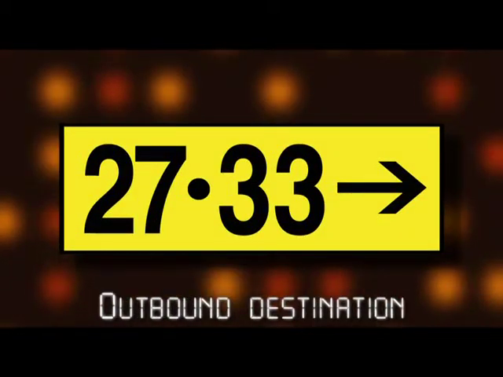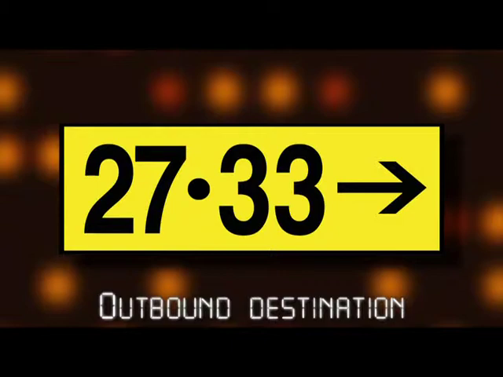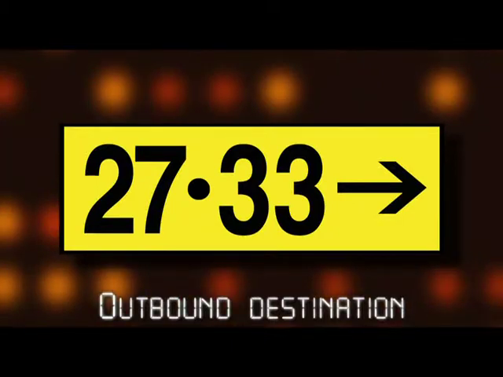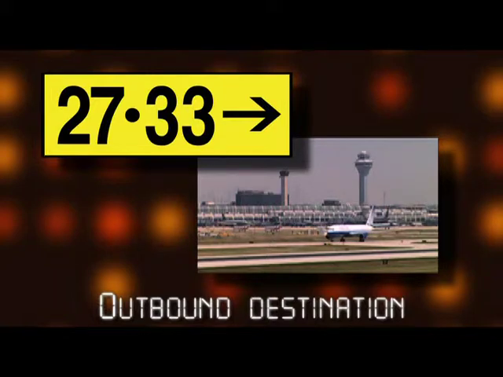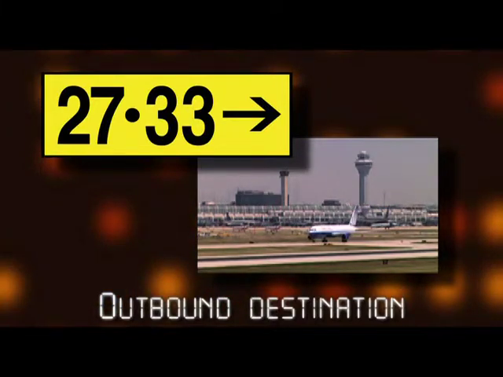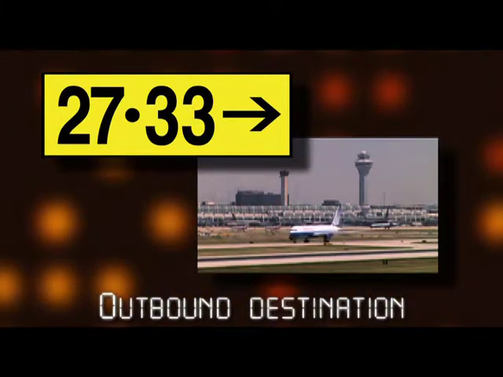Outbound destination signs indicate a common taxi route to runways with an arrow pointing out the direction of the taxi route. A dot separates 2 destinations. In this example, runways 27 and 33 are to the right.